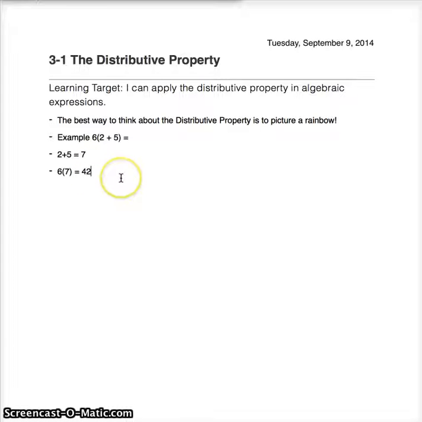But today we're going to learn how the distributive property can help us master this same concept as well. So we're going to use the same example of 6 times 2 plus 5. And the way we're going to look at it is like a rainbow. So if you can picture a little line that goes from the 6 to the 2 and the 6 to the 5, you will be able to picture this rainbow. I'll draw it for you right now.